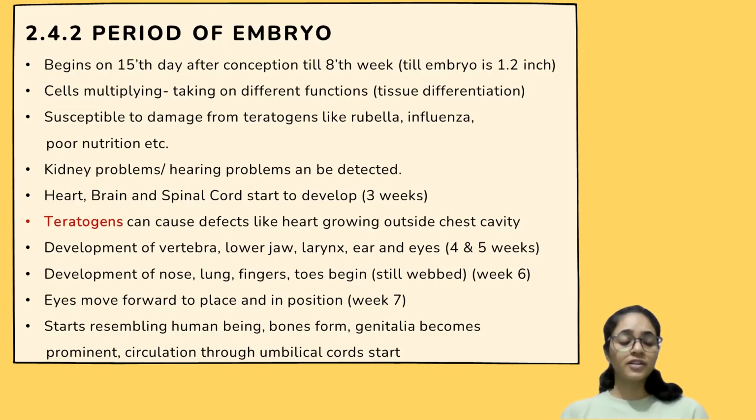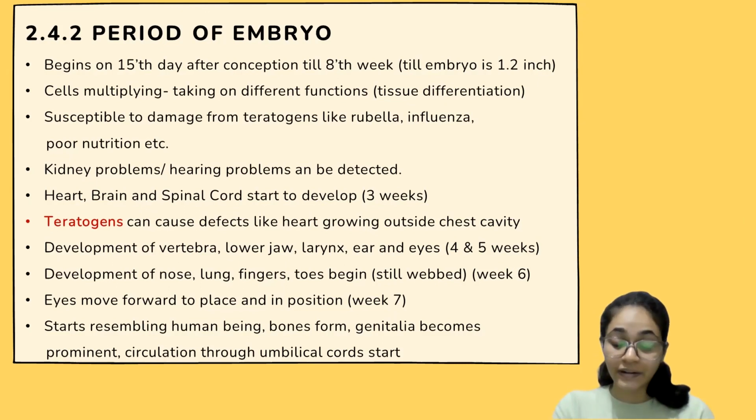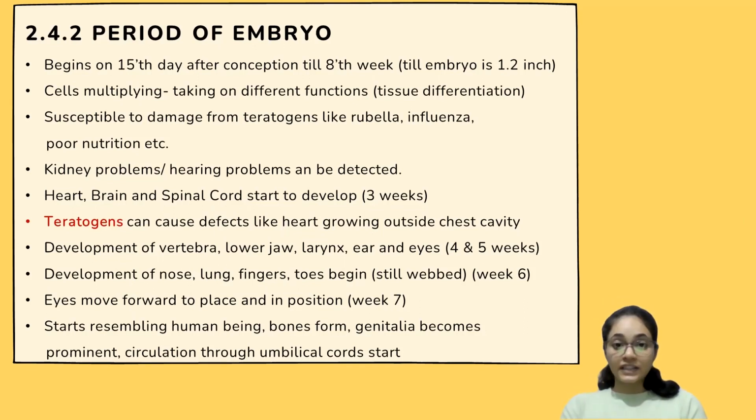Kidney problems or hearing problems can be detected at this stage. The heart, brain, and spinal cord start to develop at about 3 weeks. The teratogens can cause defects like the heart growing outside the chest cavity. A very rare abnormality found in humans is that the baby is born with its heart beating outside the body. So that is once again the result of a teratogen.